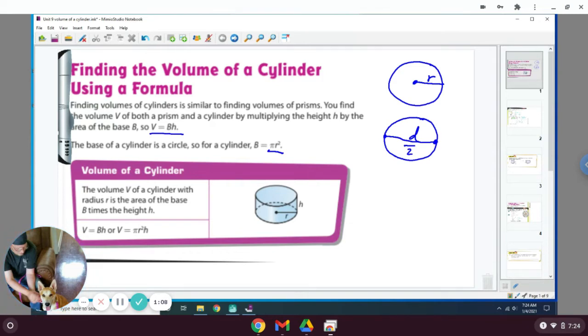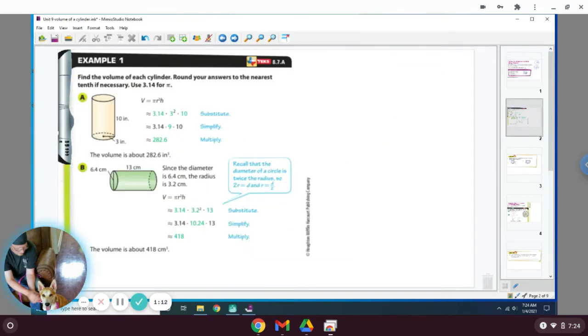So here's the formula we're going to use. It says find the volume of each cylinder, round your answers to the nearest tenth if necessary. Use 3.14 for pi. You can also use the pi button on your calculator if you have it. If not, just approximate your answer a little bit more.